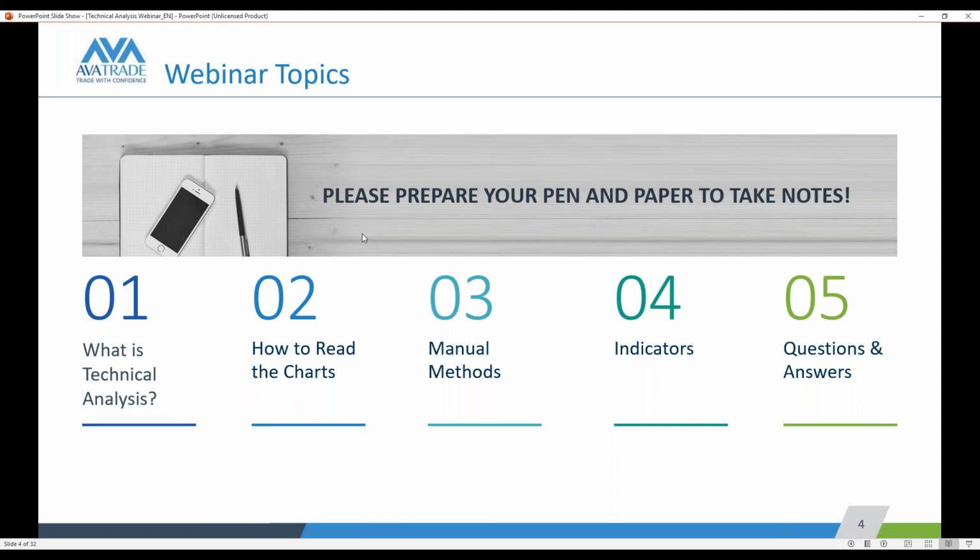Now, indicators are one way to assist your manual methods of technical analysis.